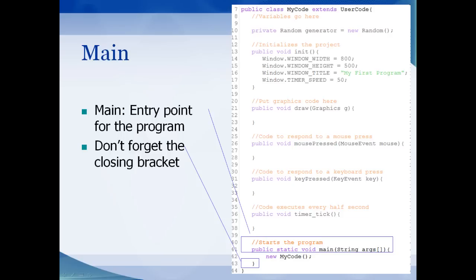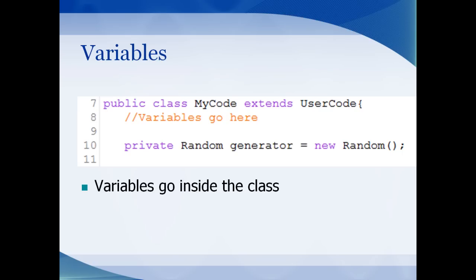Now, right after the class opens, there's a comment that says variables go here. This is where all of your variables will go in the code. Right now, there's one variable there. There's a random generator class variable there, and we'll use it to create random numbers in some later projects.